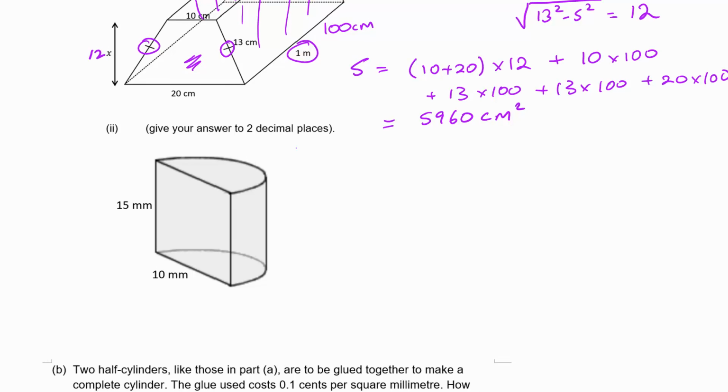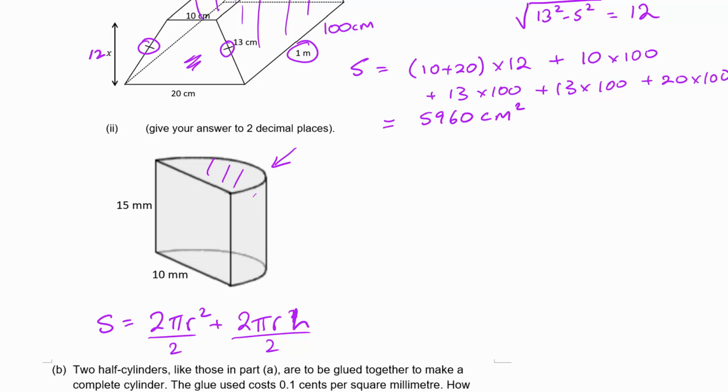Now we've got this cylinder. Now we know the surface area for a cylinder is 2 pi r squared for the circular ends plus 2 pi r h for the curved surface. In both cases here, we've only got a semicircle, so we're going to need to divide by 2. And we've only got half of the curved surface, so we're going to have to divide by 2.